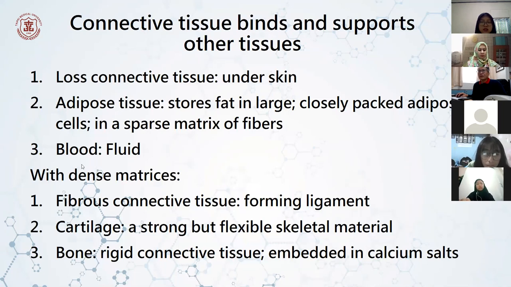And the blood also belongs to the connective tissue, as a fluid connective tissue. And there are also dense matrix tissues, like the fibrous connective tissue forming the ligament, and the cartilage, which is a strong but flexible skeletal material. And the bone also is a connective tissue, a rigid connective tissue embedded in a mineral matrix. Okay, so this is connective tissue.